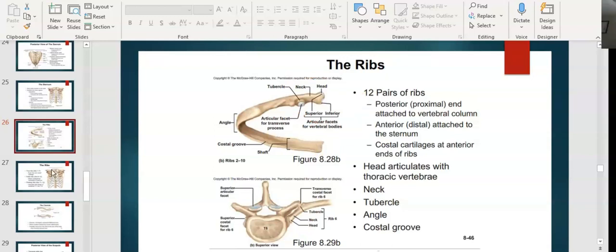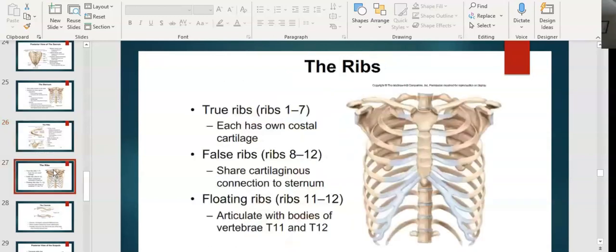If we scroll down right here, we can see that we have true ribs, false ribs, and floating ribs. The true ribs are considered like that because they have their own individual connection with the sternum. So here's your sternum again. You have this rib right here, coming like this, and it's going to end right there. This is the cartilage. So this rib has its own cartilage connecting it to the sternum. So when you have unique cartilage, this one has its own cartilage, this one has its own cartilage, and those are going to be called true ribs.